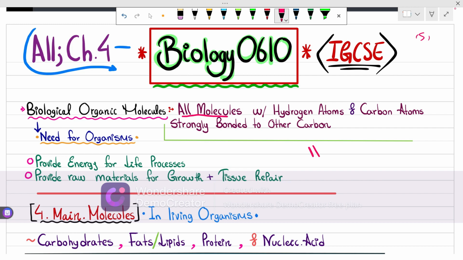So you have hydrogen atoms and carbon atoms, both strongly bonded to other carbon atoms. It's like hydrogen and carbon bonded to a chain of carbon atoms. Why do organisms need biological organic molecules? Two reasons. The first one is to provide energy for life processes and provide raw materials for growth and tissue repair.